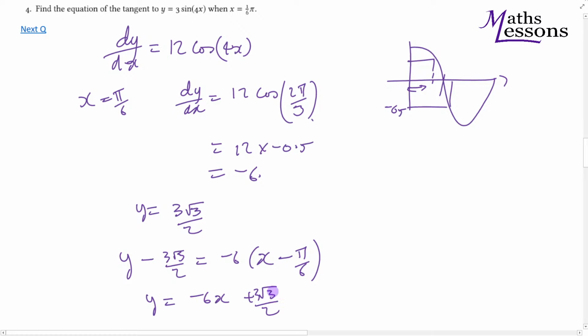So there's your m, here's your c coming up, and we're going to get plus pi by 6 here. And I've forgotten to times my pi by 6, so let's just get rid of that to get just pi. So minus 6 times x is minus 6x, minus 6 times minus pi by 6 is pi, add on the root 3 over 2.